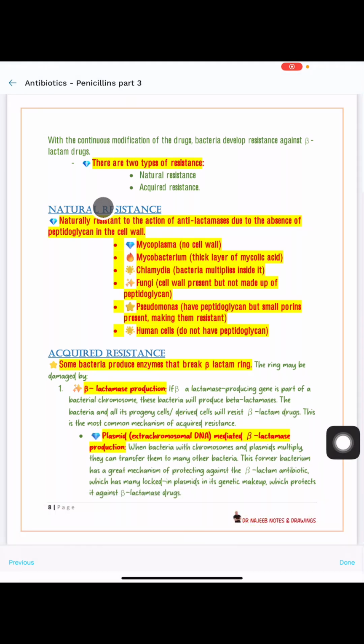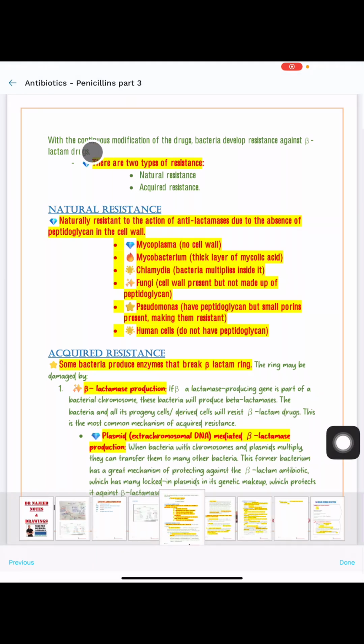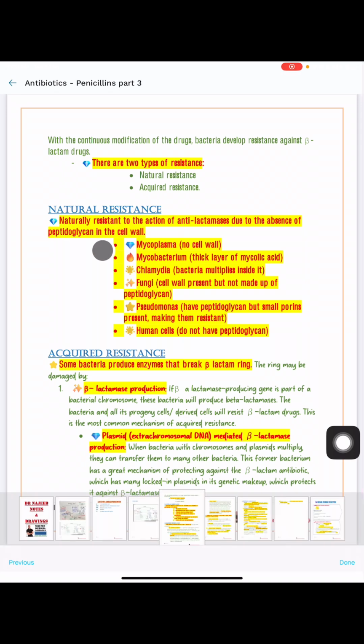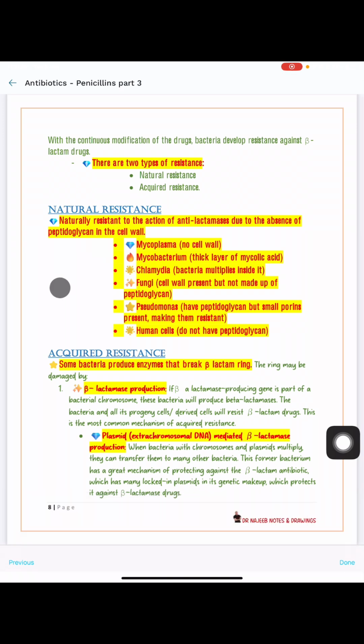So there are two types of resistance. Why is resistance happening? Because of continuous modification of the drugs. Bacteria develop resistance against beta-lactam drugs. What are all the beta-lactam drugs? They are penicillins, cephalosporins, then aztreonam and carbapenem. Natural resistance: naturally resistant to the action of beta lactams due to absence of peptidoglycan in the cell wall. So some bacteria have no peptidoglycan in their cell wall, and so they are naturally resistant to the action of beta-lactam drugs.